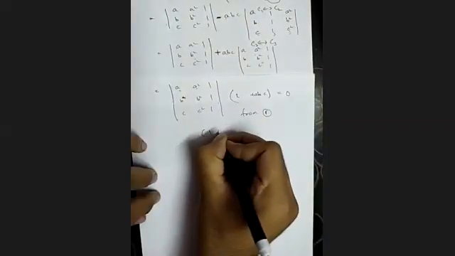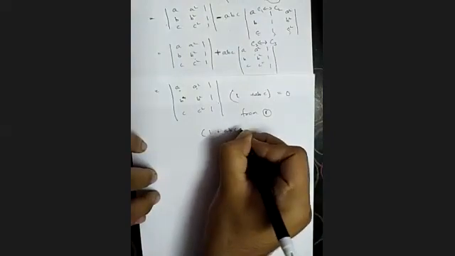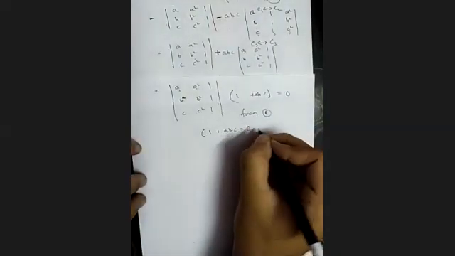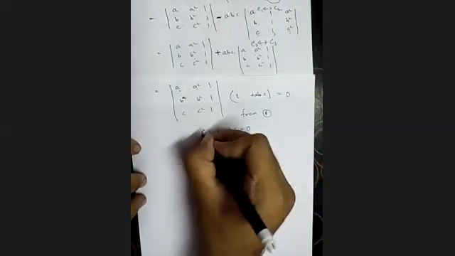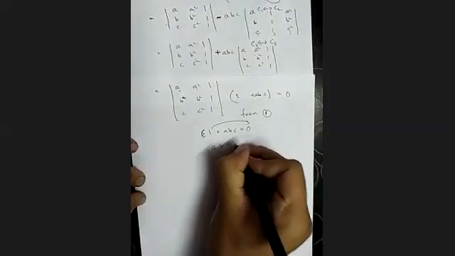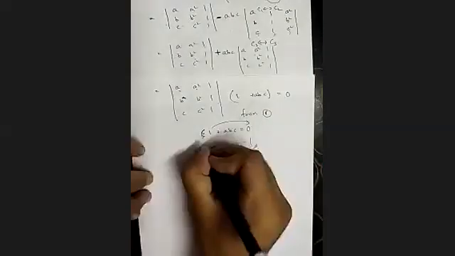What will be left? 1 plus ABC is equal to 0. Send this 1 to that side, it will become minus 1. So ABC is equal to minus 1. Hence proved.